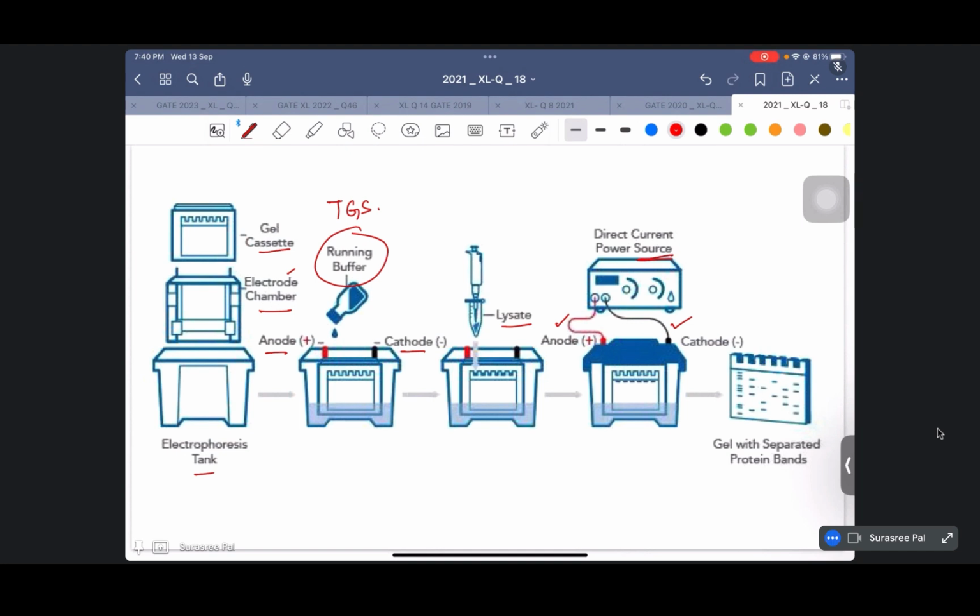One more thing is that with the samples you should also add a dye. What is this dye used for? When you are running the sample, you won't be able to see the samples, because you can't see the proteins with your own eyes without staining them. So that is why you use a dye. The dye tracks the migration of the samples.